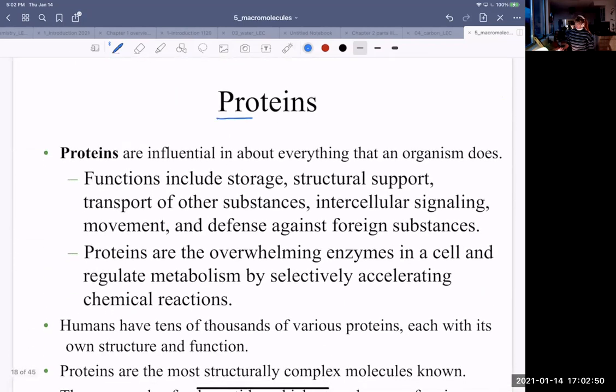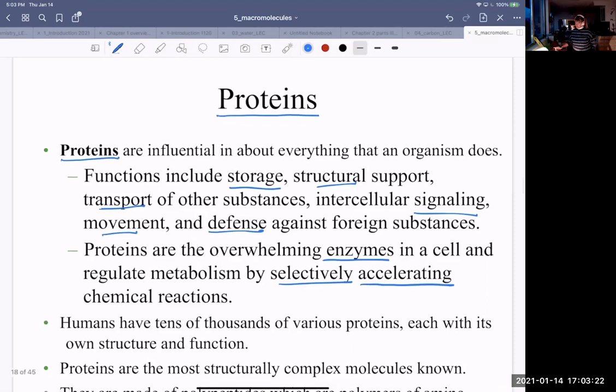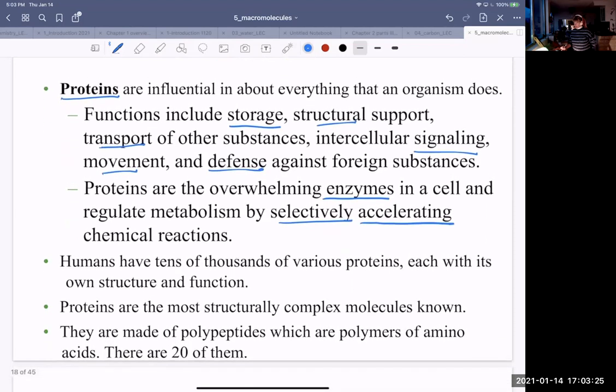Proteins. Some people say we're carbon-based. Some people say we're protein-based. Well, we are both, of course. Proteins are influential in about everything that an organism does. It includes storage, structure, transport, signaling, movement, defense, and enzymes. So they regulate metabolism. They selectively accelerate chemical reactions. We have tens of thousands of various proteins, each with its own structure and function. They're the most complex molecules known.